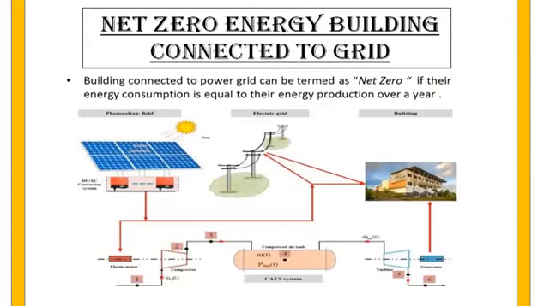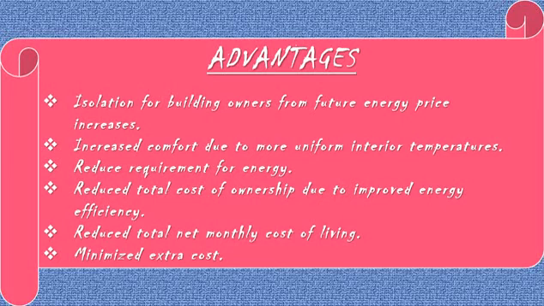Net zero energy building connected to grid. A building connected to the power grid can be termed as net zero if its energy consumption is equal to its energy production over a year. In this, as shown in the diagram, first of all, we will design a photovoltaic field and now connect it with the electric grid. After that, it supplies the electricity to our buildings.